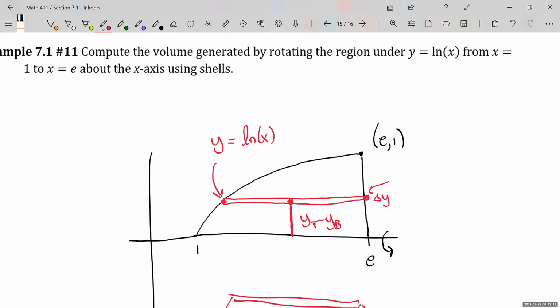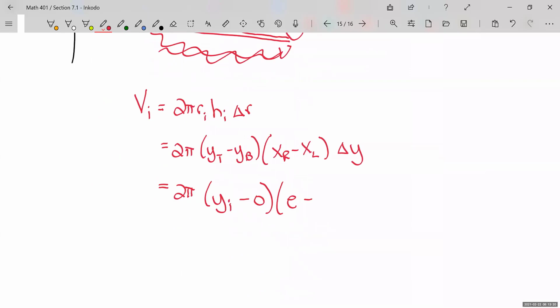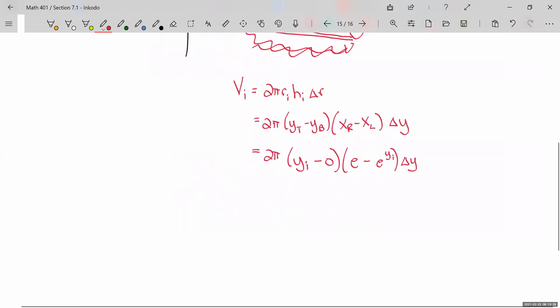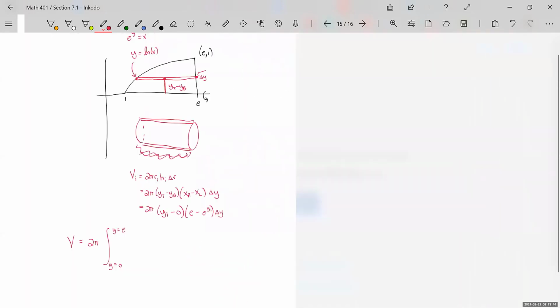Well, I need to solve that for x. That's the same thing as e to the y is equal to x. So our left edge there is e to the y. And then we have delta y. And so now we can go ahead and run the integral. The true volume is going to be 2 pi, the integral in y. We're going to start stacking slices at a height of 0. We'll end stacking at a height of e. Nope, height of 1. Actually, I think height of 1 is where we stop. Sorry about that. And then y times (e minus e to the y) dy.